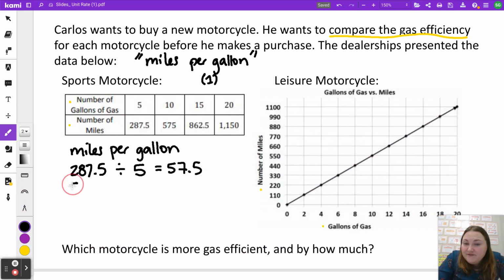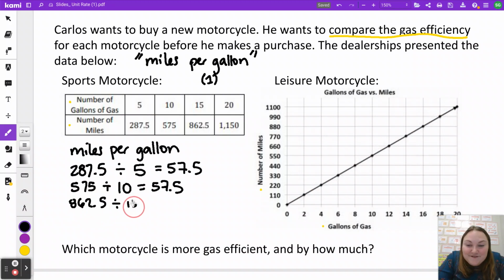You could have also done 575 miles divided by 10 gallons of gas. That also would have given you the same thing. You could have done 862.5 miles divided by 15 gallons of gas. It would have given you the same thing. I think you get the idea. You had lots of options, but one of these is what you would need to do to find our miles per gallon.